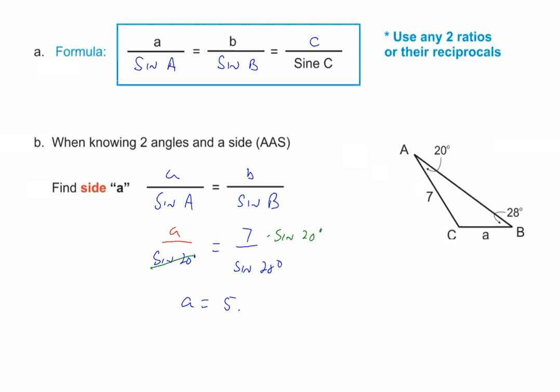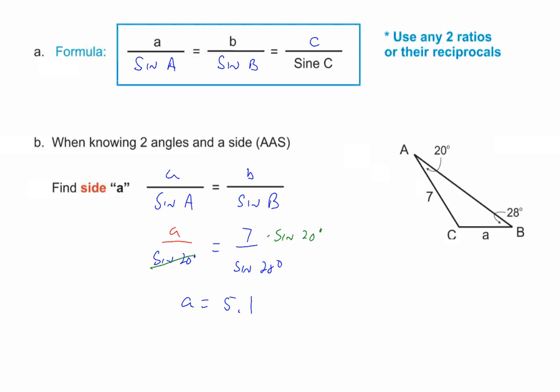5.1 if you're punching correctly, right? Just make sure that you're punching things correctly. That's not too hard of a punch. 7 times the sine of 20 degrees. Divide that total by the sine of 28 degrees. And 5.1, and that answer makes sense.